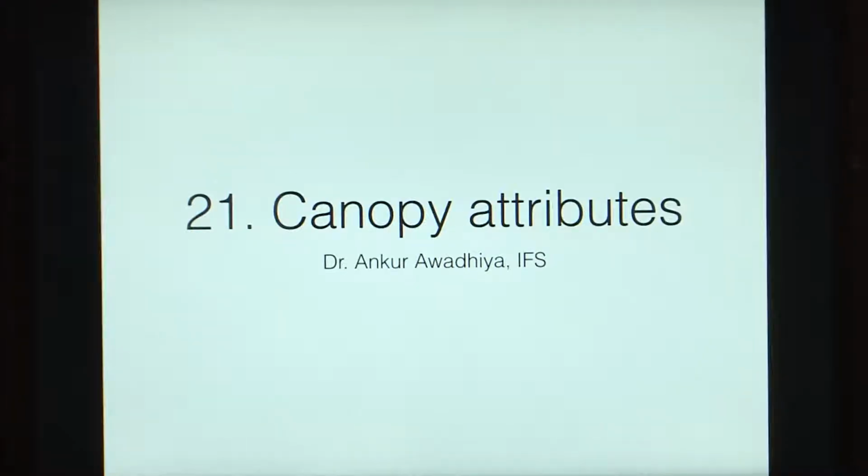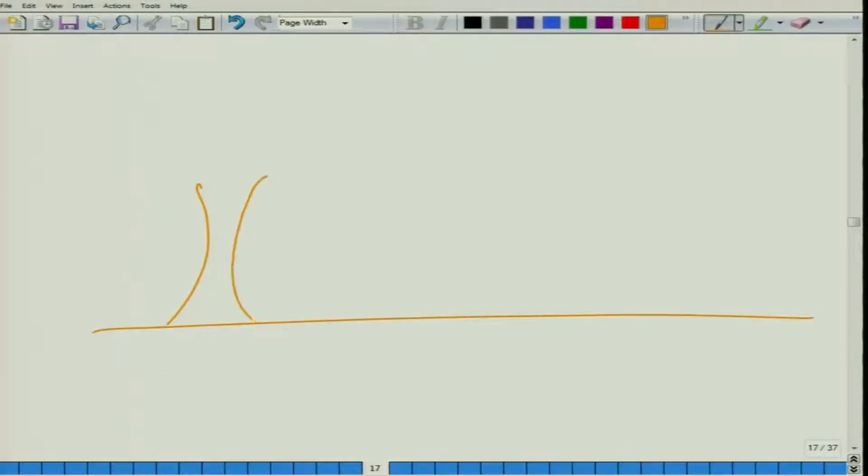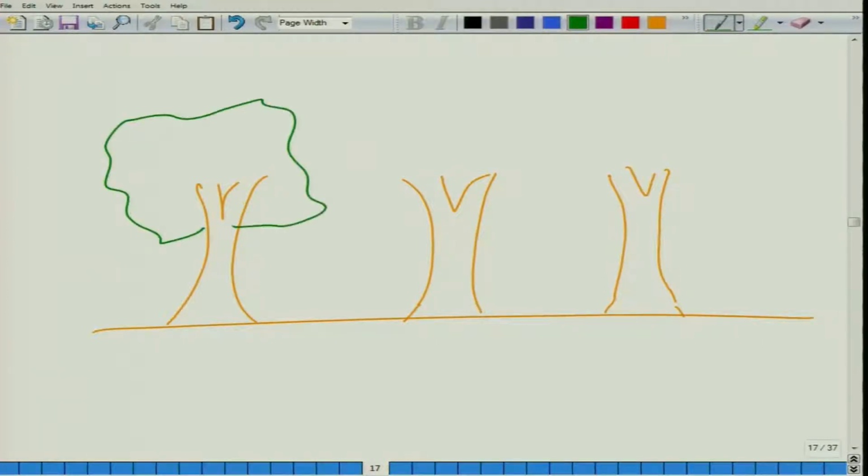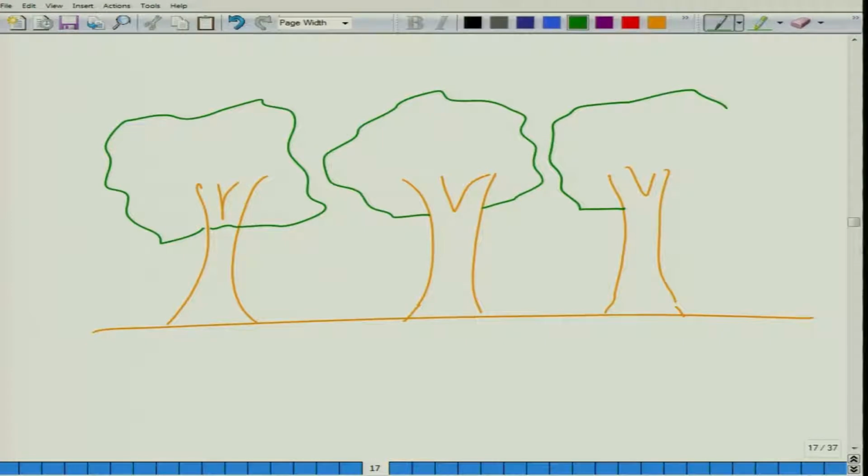Now, canopy, as we know, consists of the uppermost branches of the trees in a forest that form a more or less continuous layer of foliage. So, to represent it, suppose we consider the trees in a forest. Then these trees have this umbrella like structure of leaves. In most cases, it forms a more or less continuous layer, and this is known as the canopy.